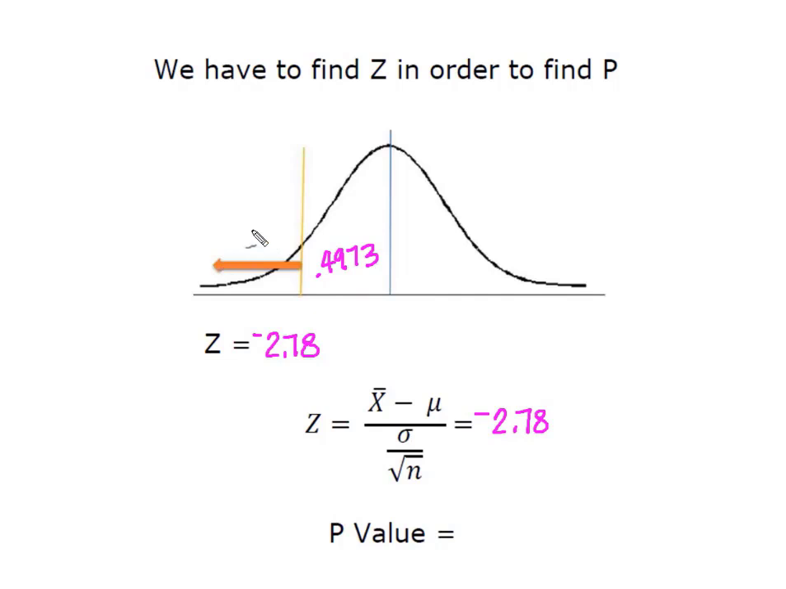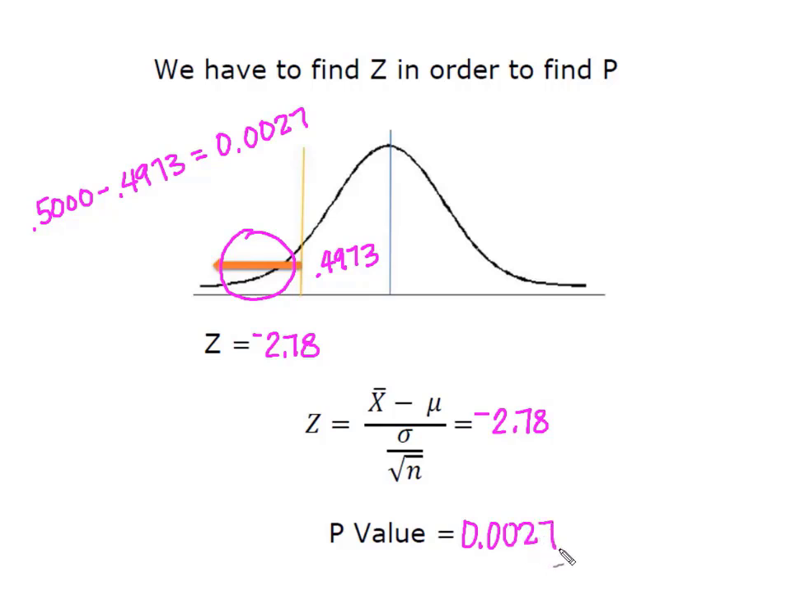This area in the tail is our p-value. So I'm going to take 0.5 minus my 0.4973, and that's going to give me 0.0027. And so now I have my p-value of 0.0027, and now I can make my decision.